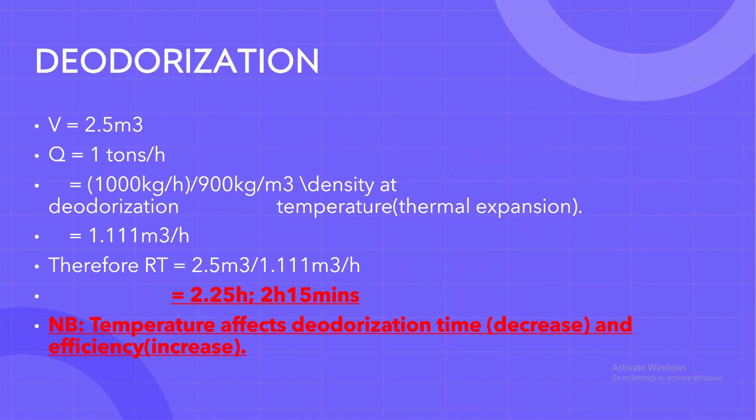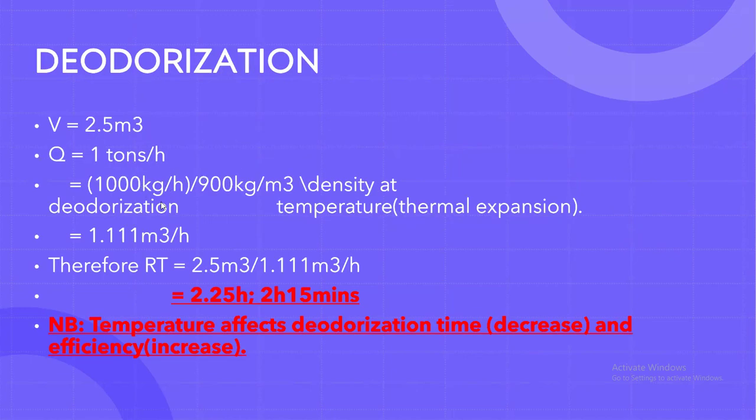So as I said, I'll give you an example of a deodorizer vessel with capacity or volume of 2.5 cubic meters, and your inflow rate is 1 ton per hour. We know that the density of oil at the deodorizer temperature is 900 kg per cubic meter, which is true for oils like soya, cotton or canola. This density is determined at the temperature of the deodorizer, because our density is dependent on temperature: as you elevate your temperature, there's thermal expansion and your density will change.